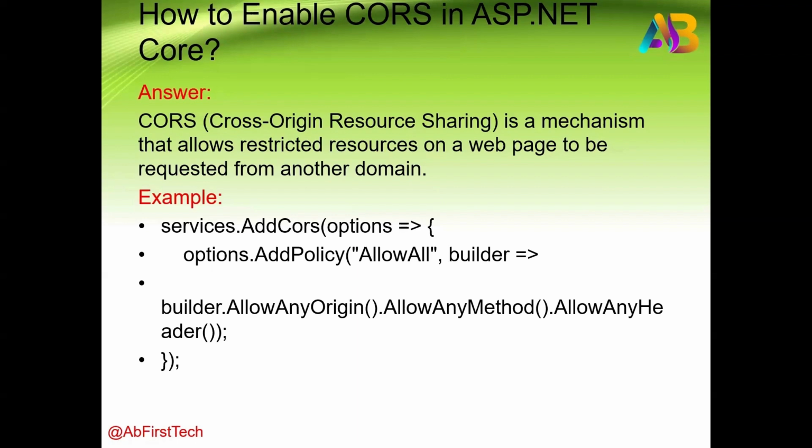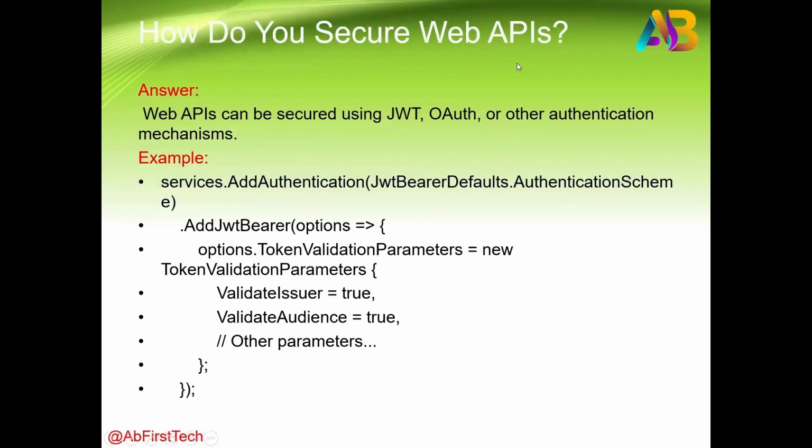So how can you allow? What are the sites, what are the clients you want to allow? So here different options will be there. For example, in program.cs, builder.Services.AddCors, options.AddPolicy, AllowAll, if you want to allow all the sites. So builder.AllowAnyOrigin, AllowAnyMethod like this. You will add CORS.